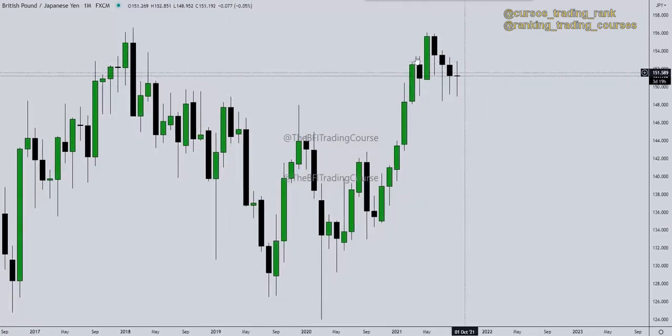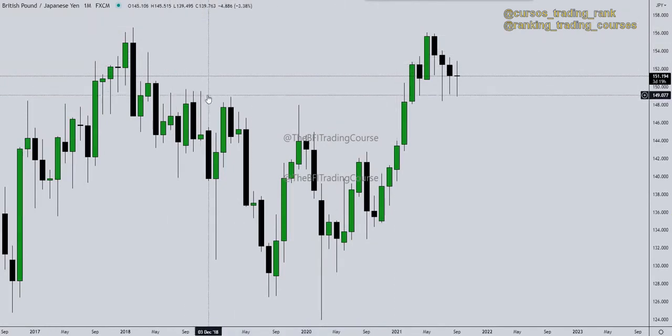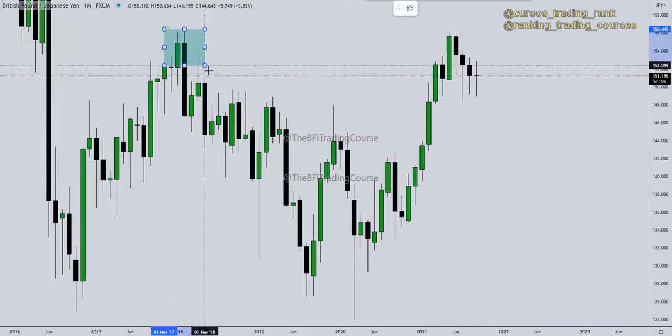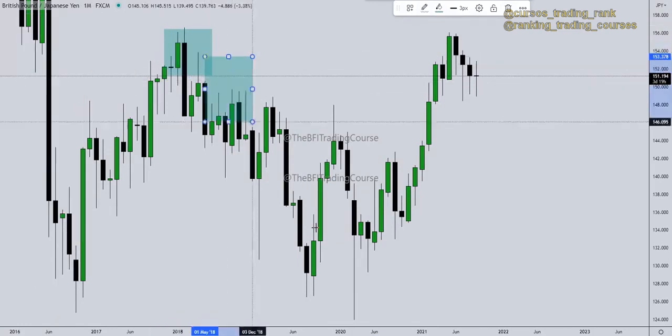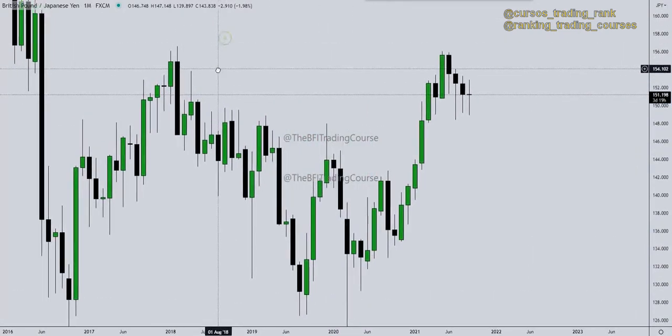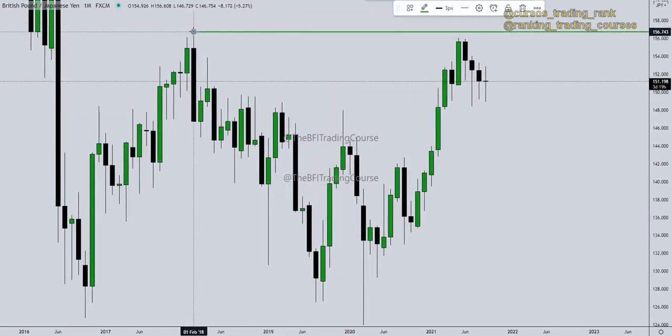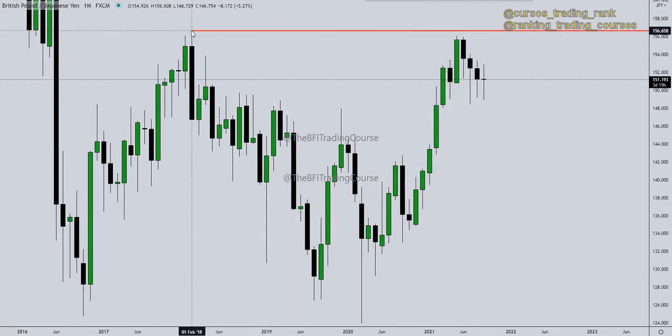Okay, here we are today. What do we have here to the left? A zone. Is it a valid monthly zone? Absolutely. We had a footprint that originated from this origin. How do we draw this zone? From the high, non-negotiable, the most expensive price, to the base of that candle.